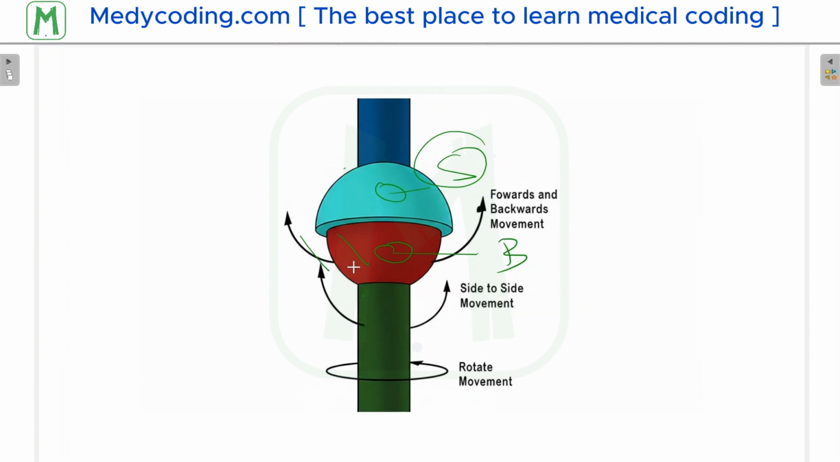There are three types of movement with this type of joint. First, you can rotate. The second is side to side movement, so you can move a little in this direction and that direction. The next is forward and backward movement. So these are the movements of the shoulder joint that are possible.